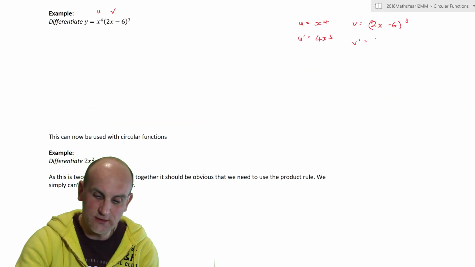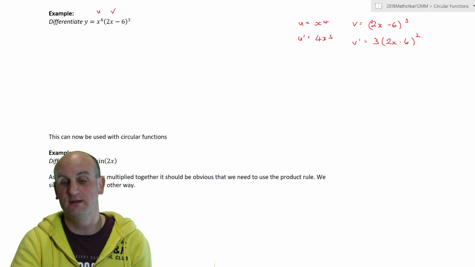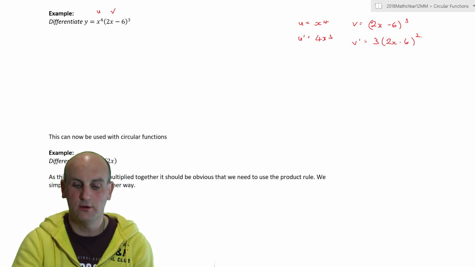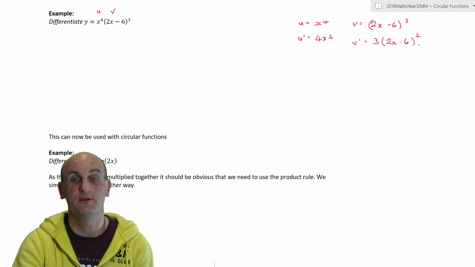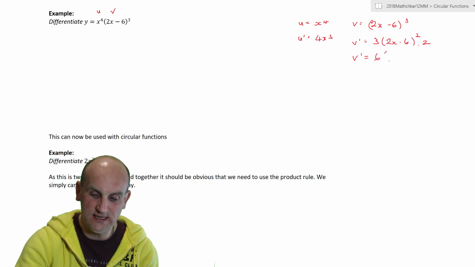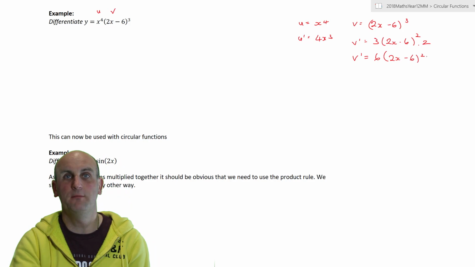But v dashed is equal to 3 lots of (2x minus 6) squared. So when you remember, when you use the chain rule, same sort of principle as ordinary differentiation. Multiply the power and the coefficient, which is 1, take one off the power, but you then have to multiply by the differential of the bracket, which in that situation is 2. So v dash gives me 6 lots of (2x minus 6) all squared. I've done my u, v dash.